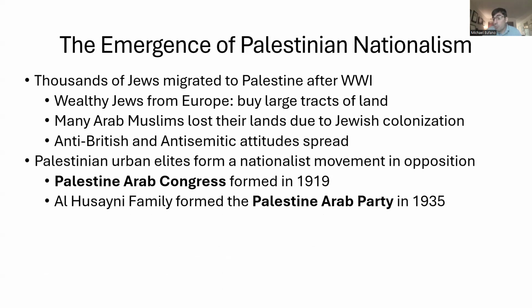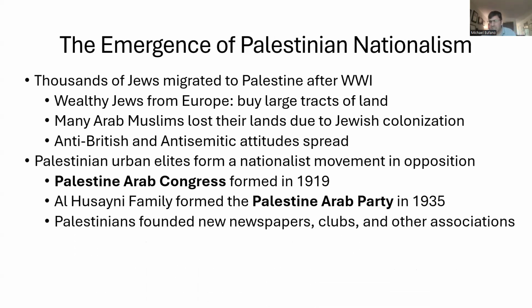And this violence is going to get worse over time. And you're going to start to see the formation of radical activists who are going to push back against Jewish settlement and the appropriation of land. One of these activists came from a family known as the al-Husseini family, and he formed the Palestinian Arab Party in 1935 as a way to try to lobby the British government and other Arab states to resist Jewish colonization. And just like other social movement activists elsewhere, they founded newspapers, clubs, and other associations, right? They're going to engage in mass protests, all sorts of social movement activity to oppose this.